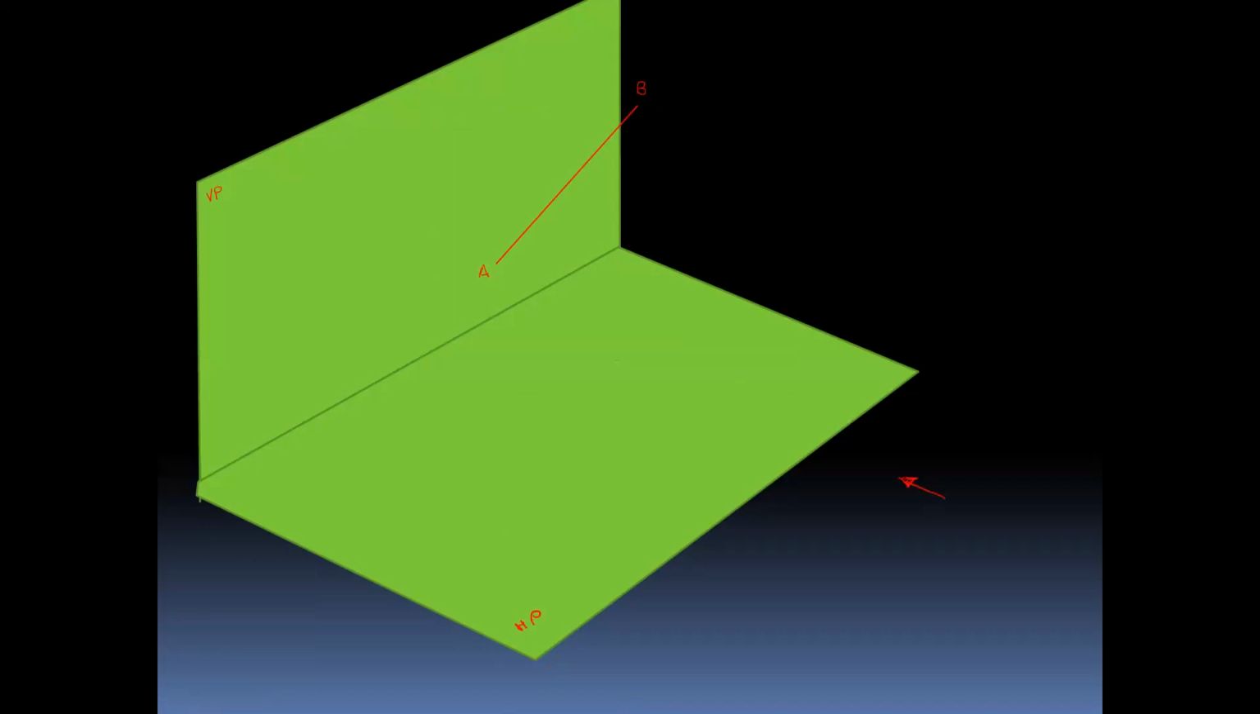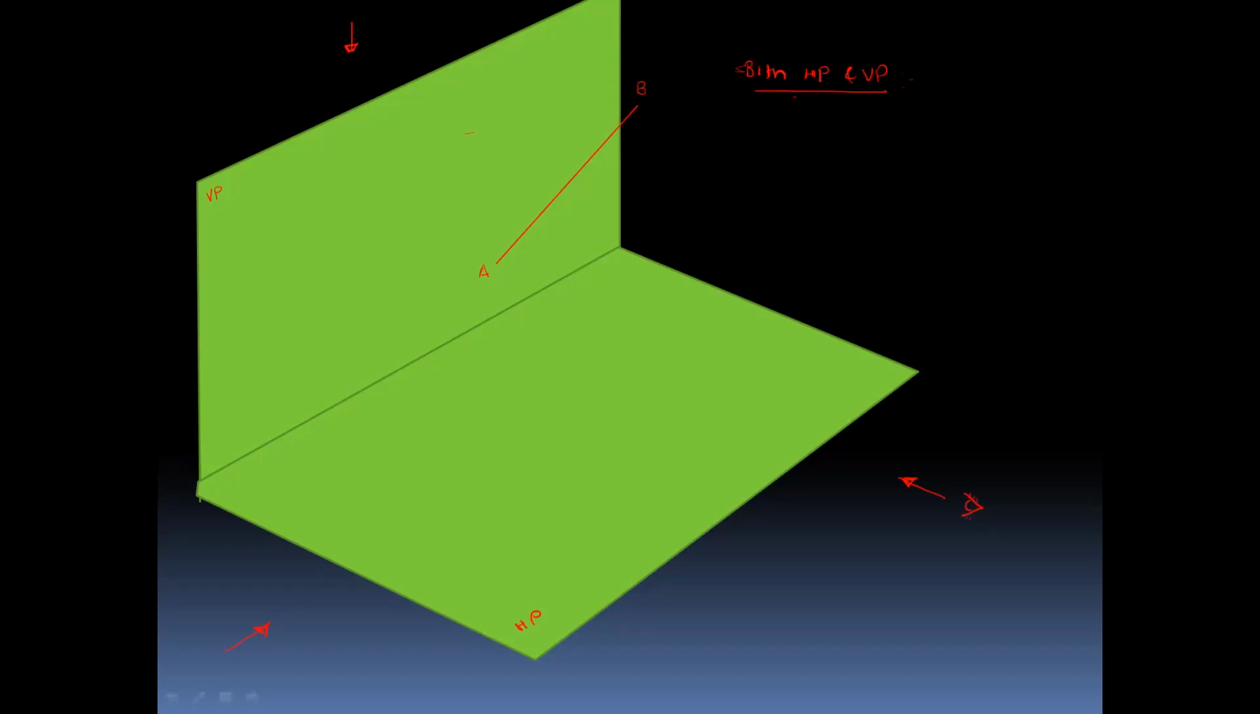This is the front view. This is the position of the observer. This is the position for the side view and this is for the top view. As the line is inclined to both HP and VP, in both the views, that is the front view and the top view, we will get the reduced length. We will not get the accurate or true length of the line.